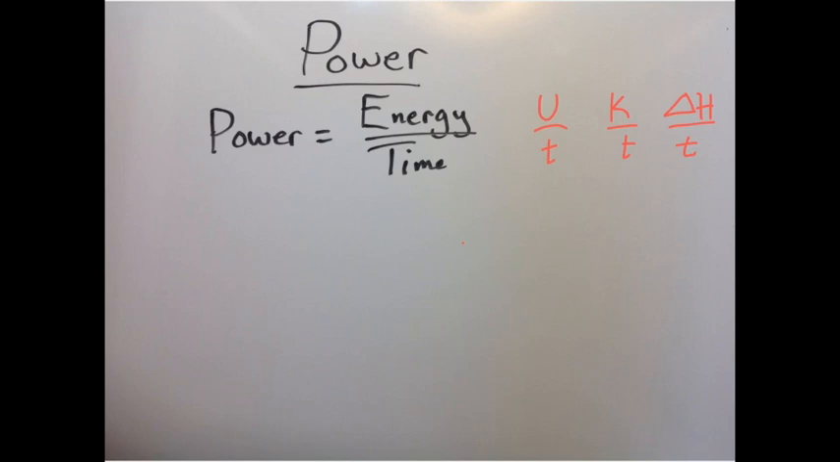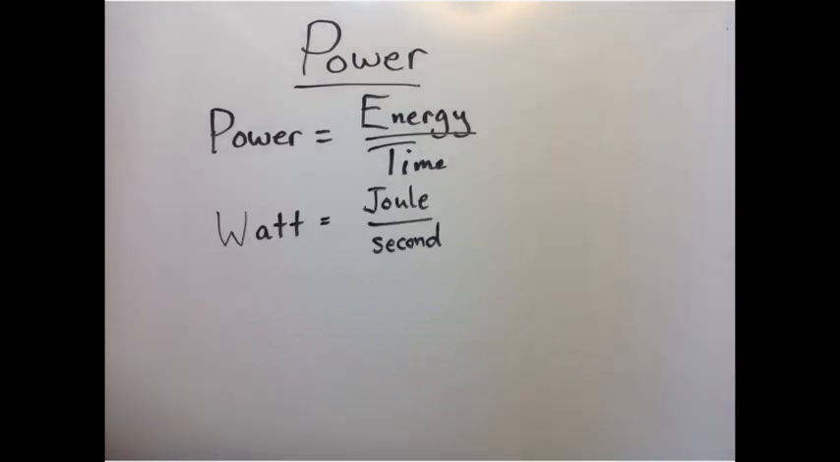So a lot of the time you'll see it for things like energy use or energy production. But for that matter, it could just as easily be for something like how much work is done in a given amount of time by something like an elevator. So the unit for power is the watt, which is a joule per second.